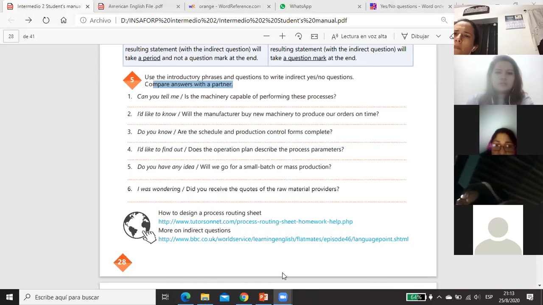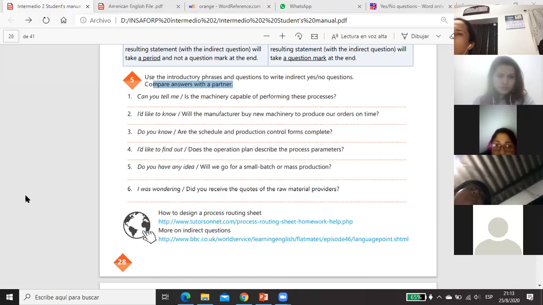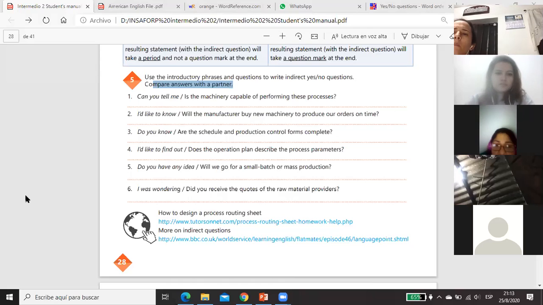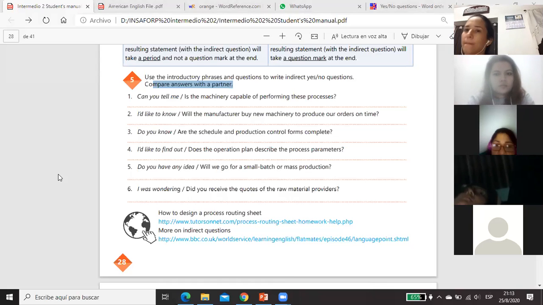All right, can you tell me if the machinery is capable of? Yeah, that's good. Good job, Camila. Yeah, great job, Mario. Let's continue. Number one is done. Camila and Mario did it. Let's continue with number two. You can still make the others on your own, on a notebook, on a piece of paper, or on your computer's notebook. That's fine.